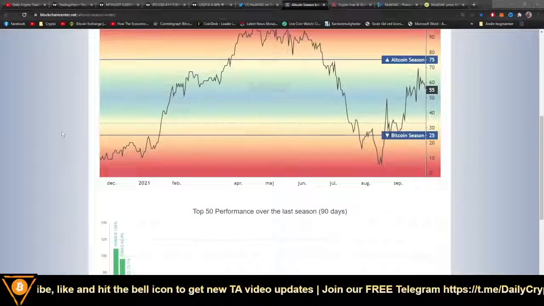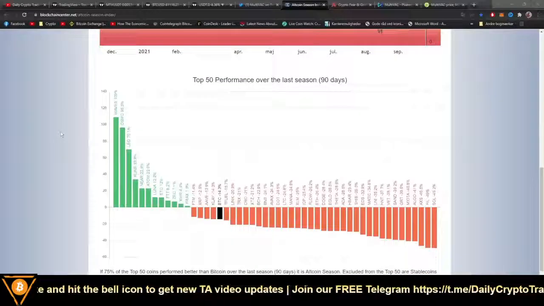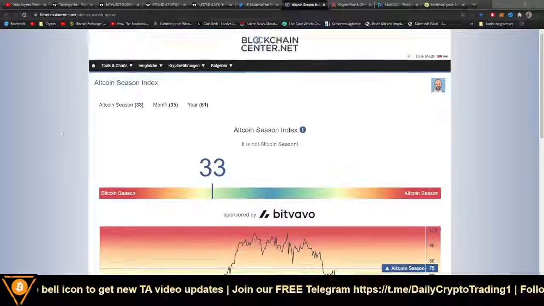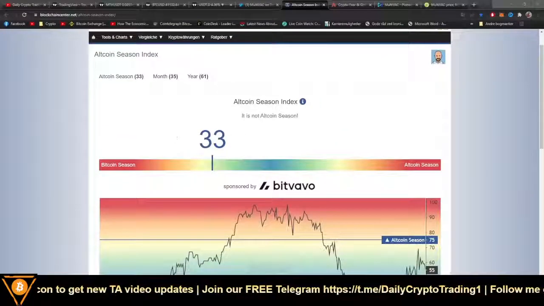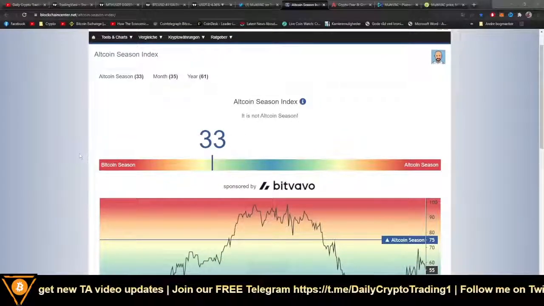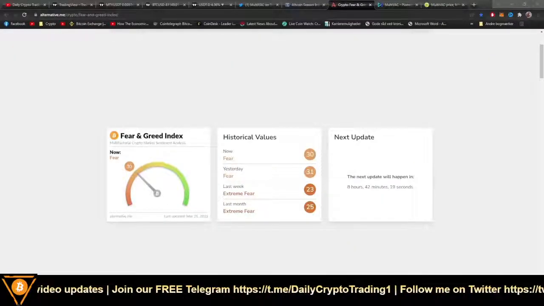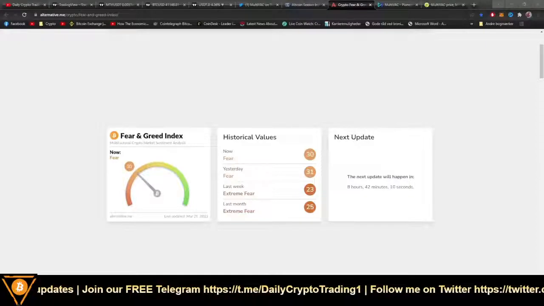I just remember clearly when we had a proper altcoin season. My portfolio 100x'd itself in a few weeks, it was just insane. So it can happen, but at the moment we are closer to a Bitcoin season than an altcoin season. Fear and greed index: we are at 30, which is fear, and yesterday we were still in fear.